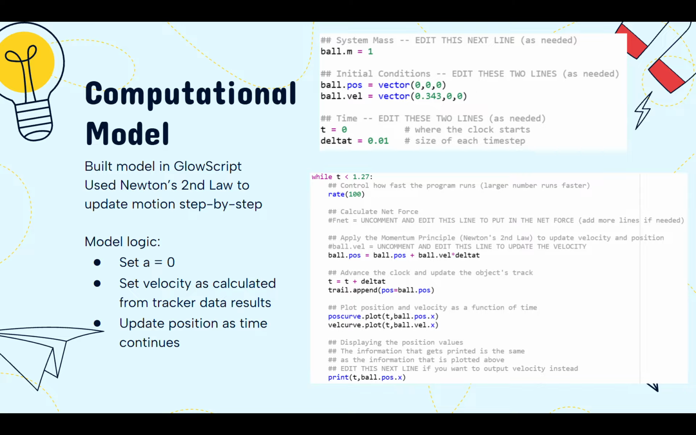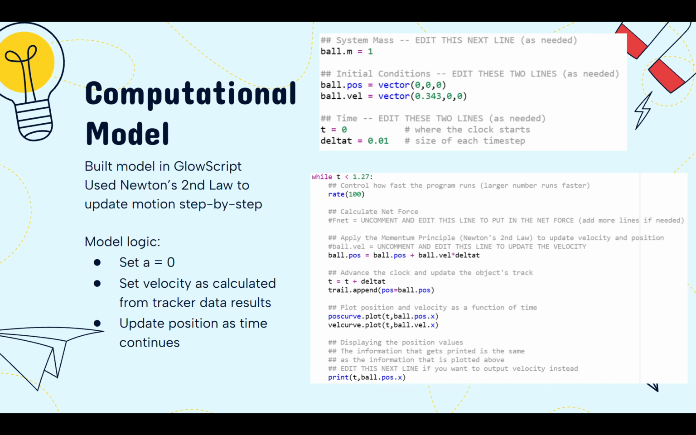The top right shows the position vector equal to 0 and the velocity vector equal to 0.343 decimeters per second, with zeros in the other two directions because motion was linear, while the bottom image shows the position being updated with each passing 0.01 second.